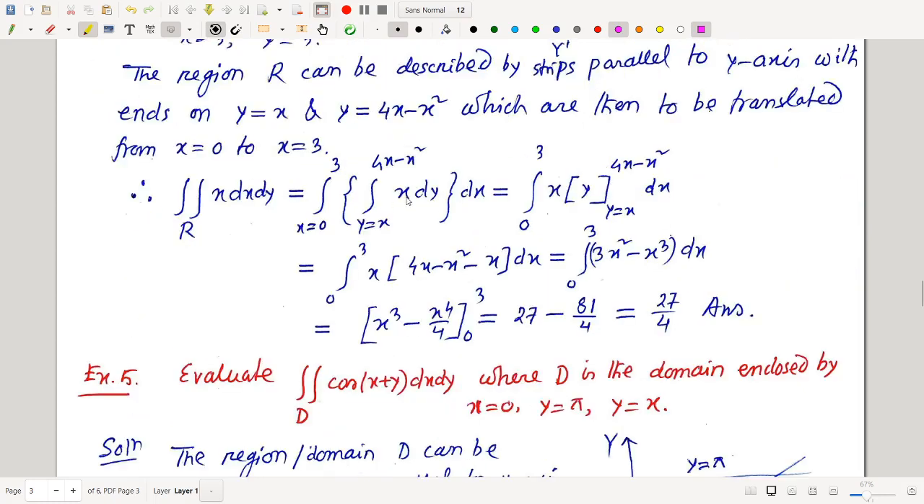Okay, so in the x integration, x is constant when we integrate with respect to y, so it will be just x times y. So x taken out, we have limits for y, the y upper limit 4x minus x square, the lower limit is x.